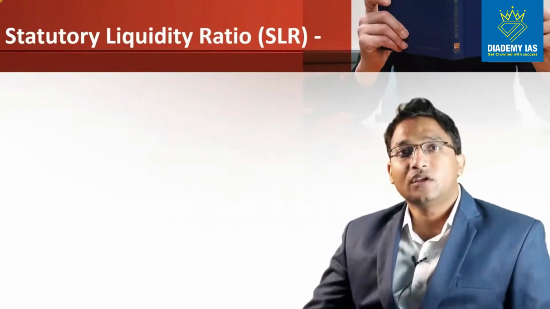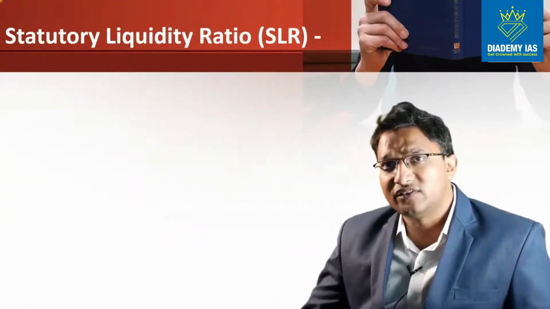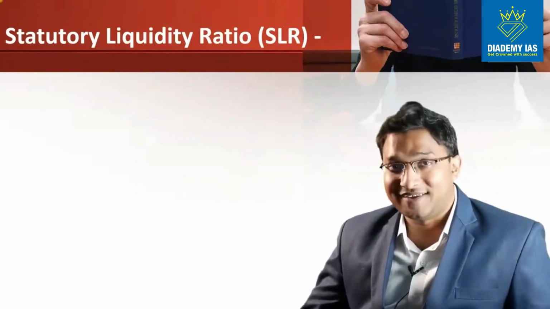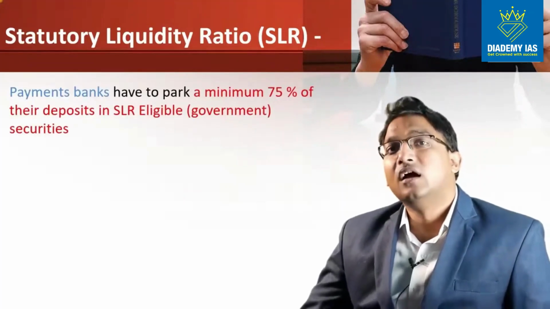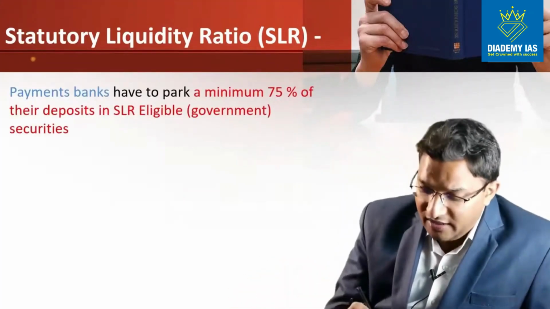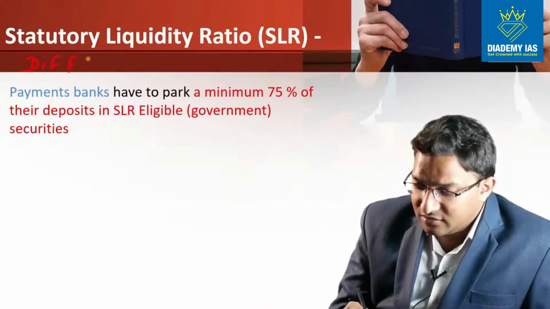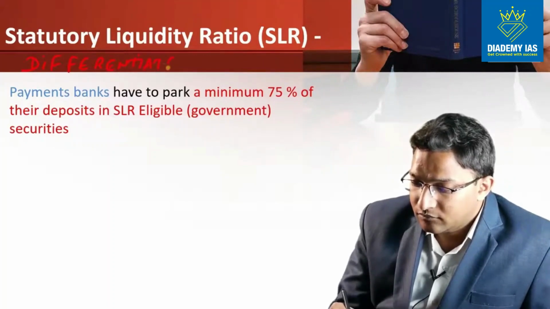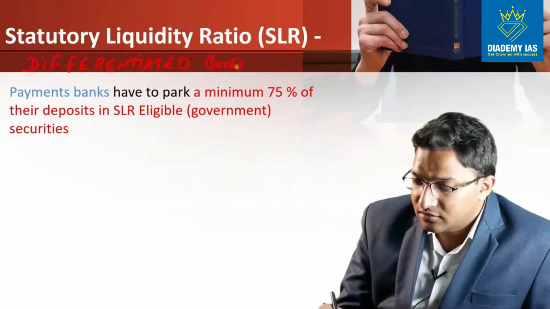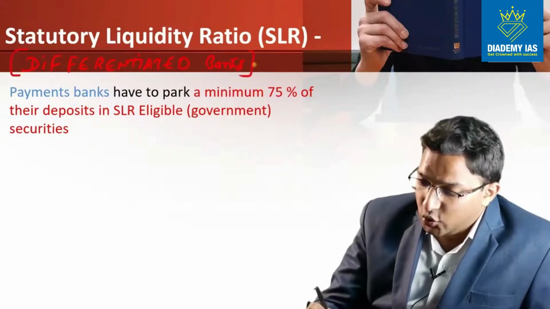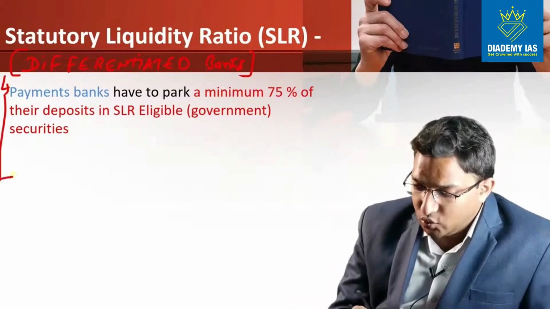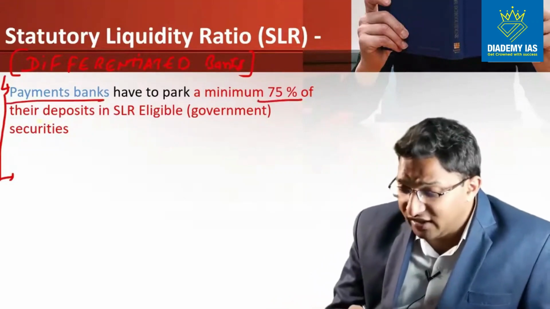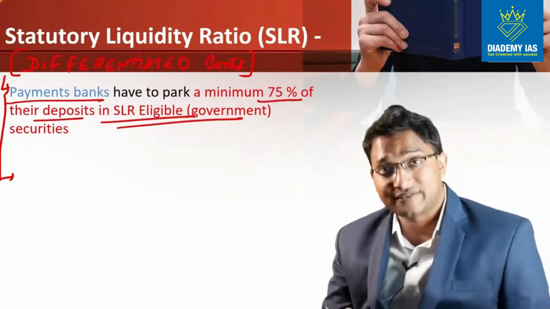So friends, if you are not aware of the difference between scheduled and unscheduled, do not worry. I will discuss everything when I discuss the chapter on banking. Coming back to the SLR, in India we also have a new category of banks called differentiated banks. These differentiated banks include, number one, the payment bank, and number two, the small finance bank. The payment banks have to keep 75% of their deposits in SLR eligible securities.